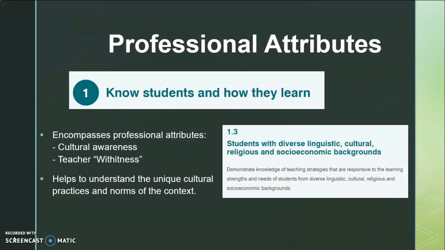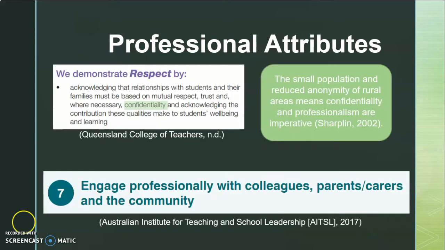Furthermore, APST 1.3 recognizes that students in these areas often have diverse linguistic, cultural, and socio-economic backgrounds that can be used as a strength in the classroom. Without an understanding of students and their backgrounds, it is impossible to plan responsive instruction. The Queensland College of Teachers emphasises in the Code of Ethics the importance of respect and confidentiality. Similarly, Standard 7 emphasises professionalism. These are 3 professional attributes especially important in the rural context due to the small population size and the reduced anonymity.